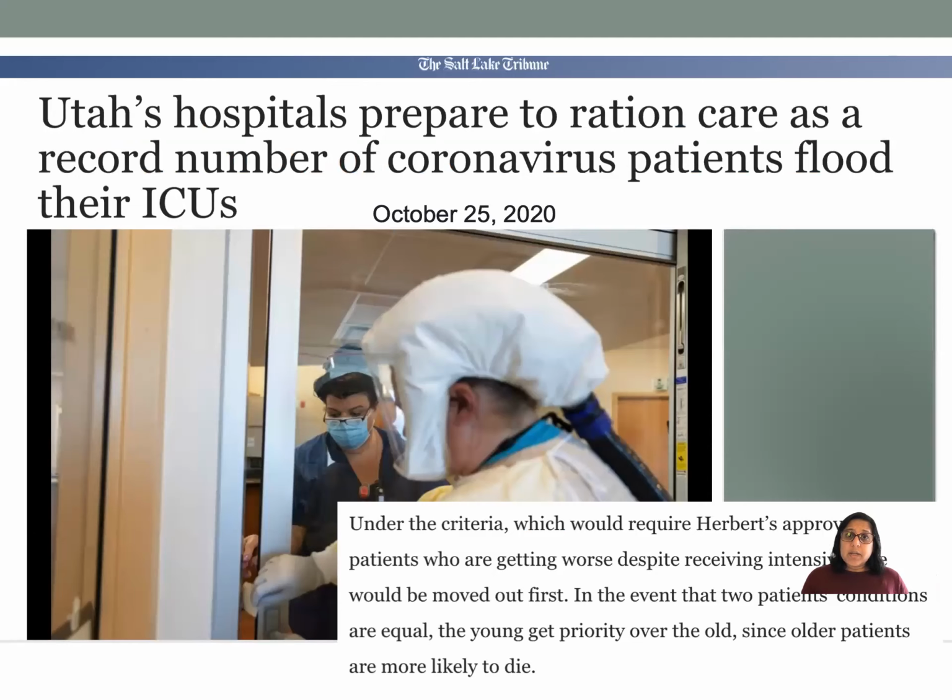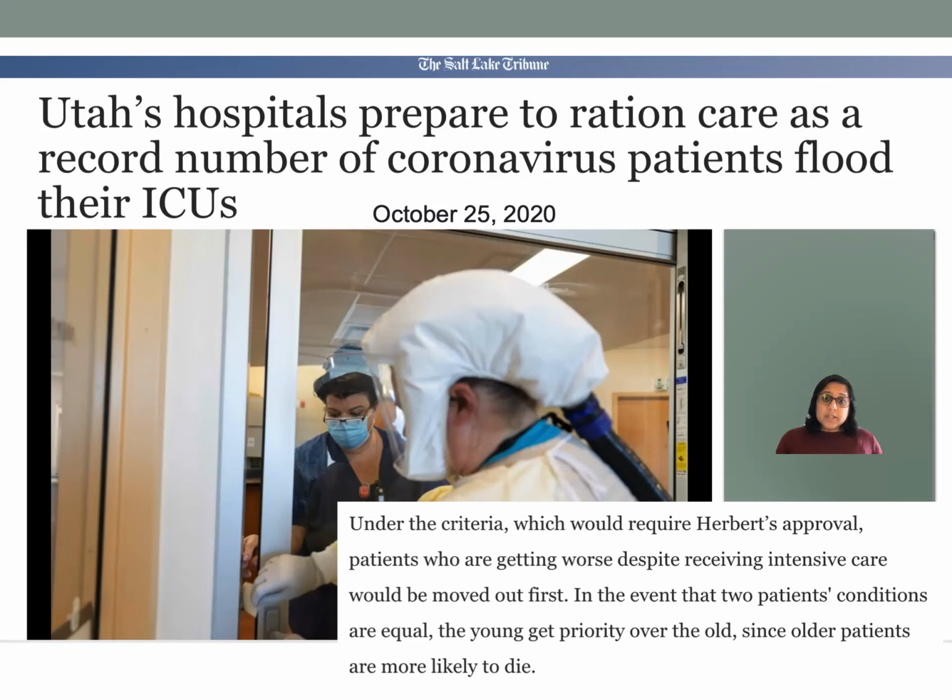And unfortunately, in the United States, there are already situations with needing to ration hospital care because the number of cases is above the number of hospital beds. So this was an article a couple of weeks ago from the Salt Lake Tribune, where it says that Utah's hospitals prepare to ration care as a record number of coronavirus patients flood their ICUs.